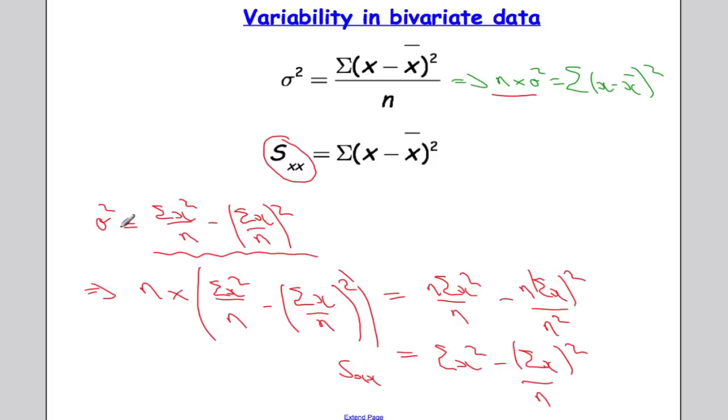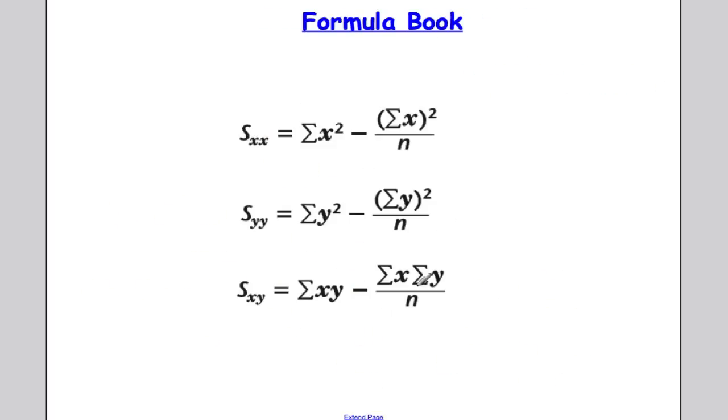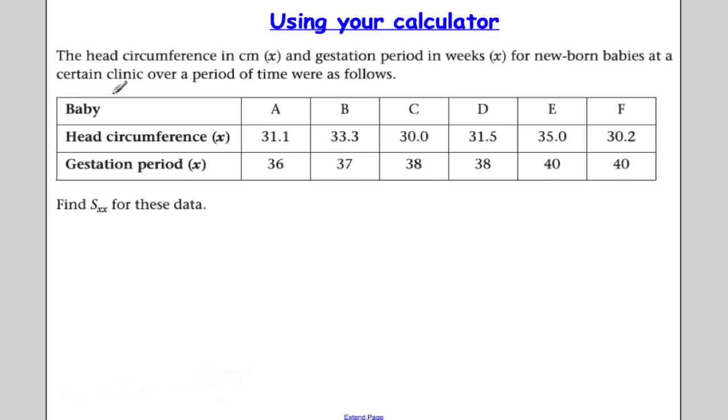We can do a similar thing with Sxy and Syy. These are all given in the formula book, like so. So let's have a go at using one of these formulas. We're given the head circumference in centimeters and gestation period in weeks for newborn babies, and we're asked to work out Sxx for these data. So let's just remind ourselves briefly of the formula.